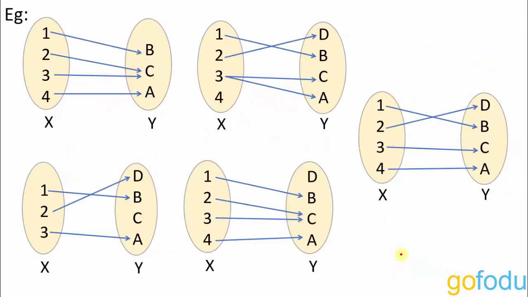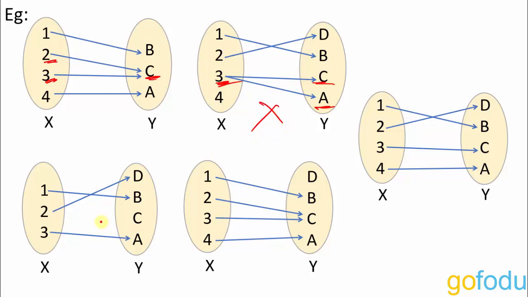Now tell what kind of functions these are. This first one is surjective and not injective. All Y have an X, and this is also many-to-one, right? So this is many-to-one and surjective. This one is one-to-many, so it cannot be a function. One X cannot have two Y values, so this is not a function.